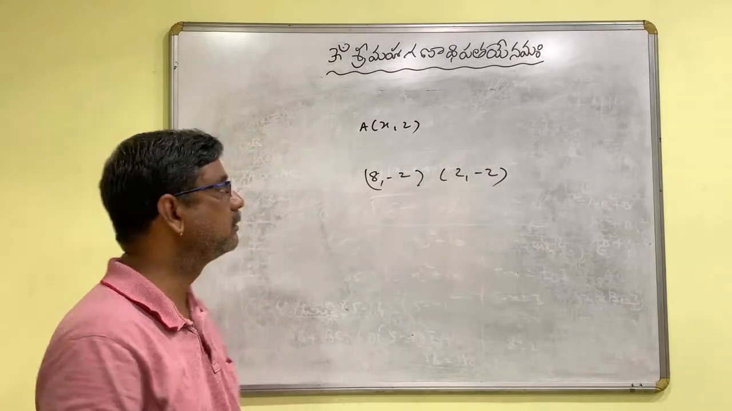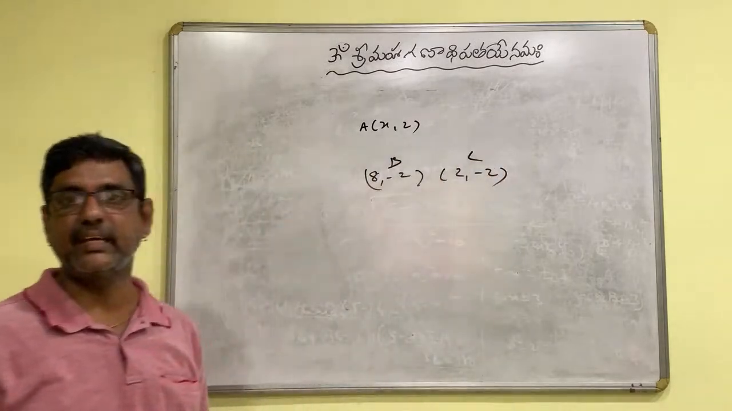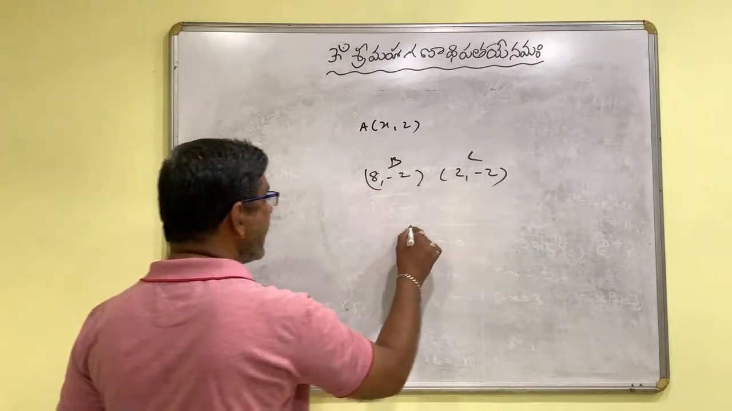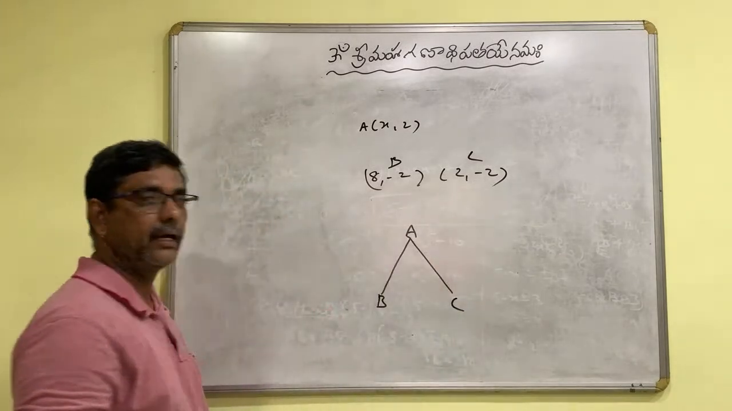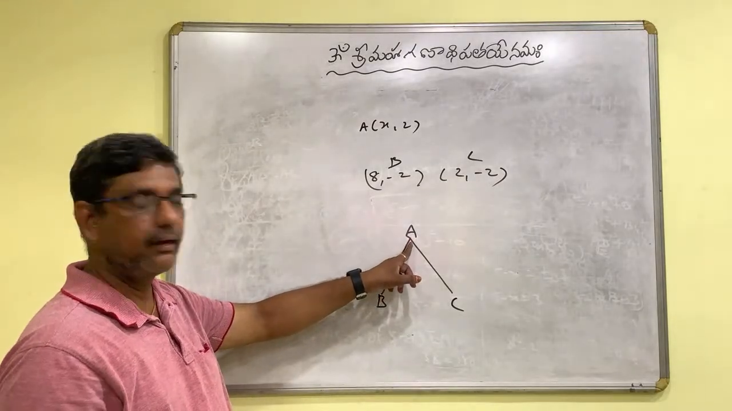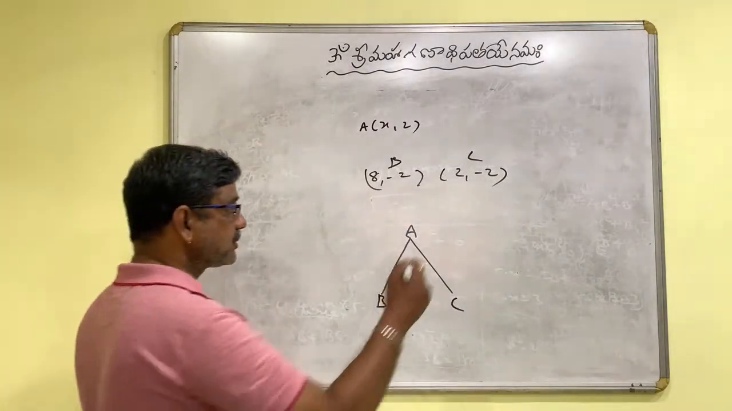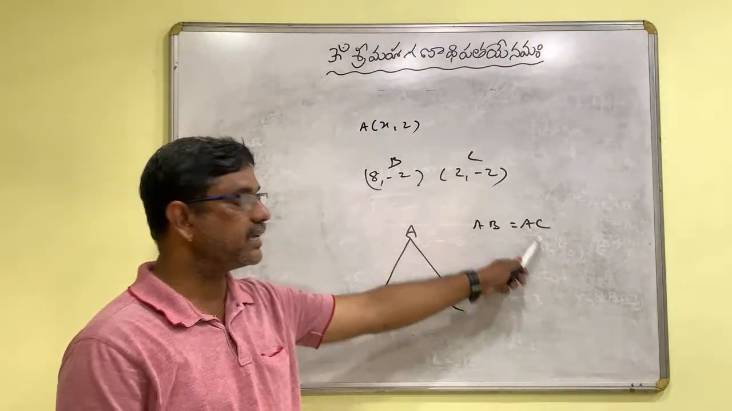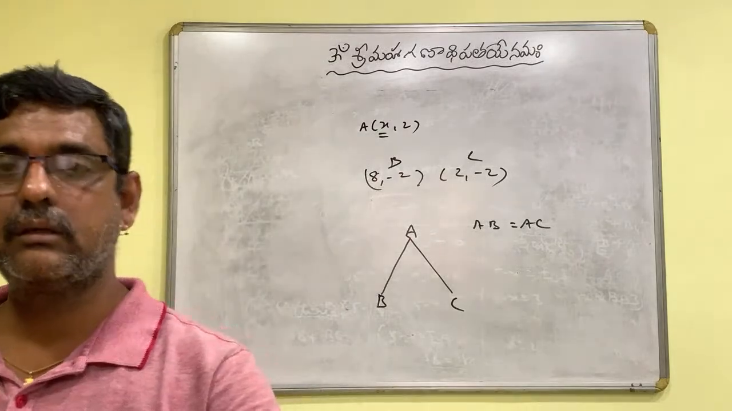Understand this question. There is a point A, x comma 2, and there are two more points B and C. What is given? Point A is equidistant from point B and C. That is given. That means AB and AC are equal. This is given. And you need to find out x value. This is one more model.